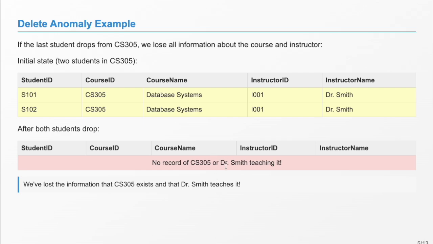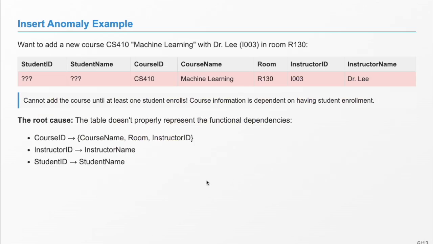So ideally we should have course information stored in a course table, and instructor information stored in an instructor table, and they should not really depend on whether there are student enrollments at this time. And on the flip side, there's also insert anomaly.